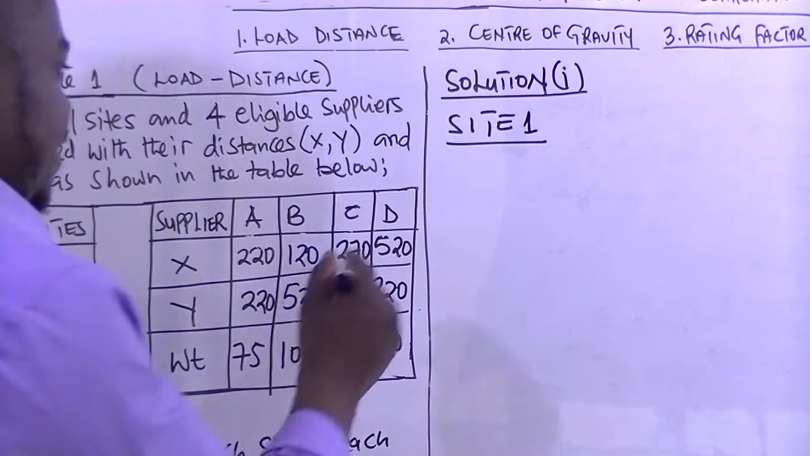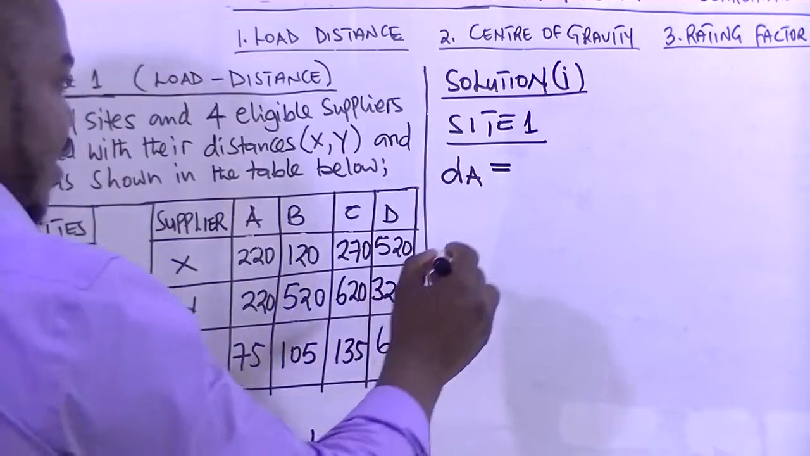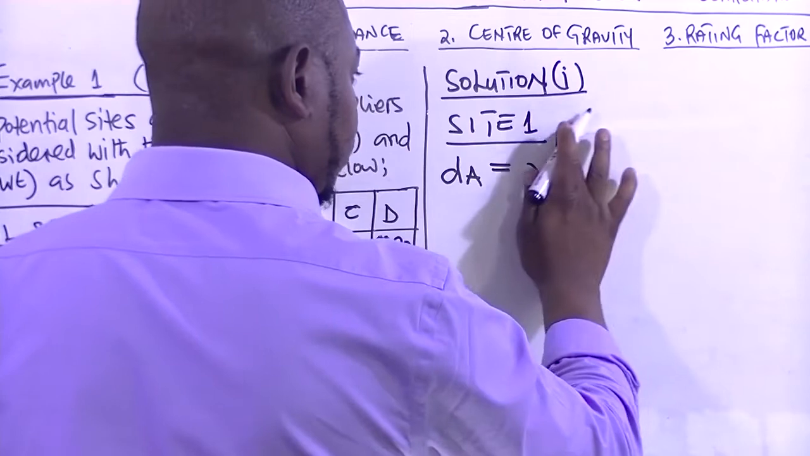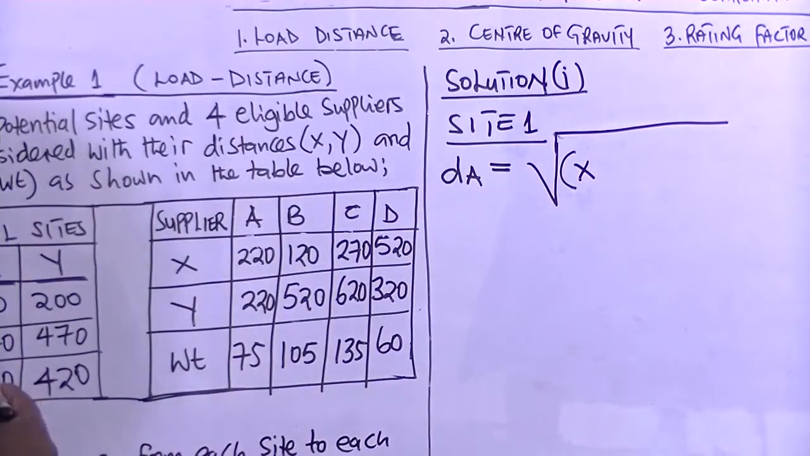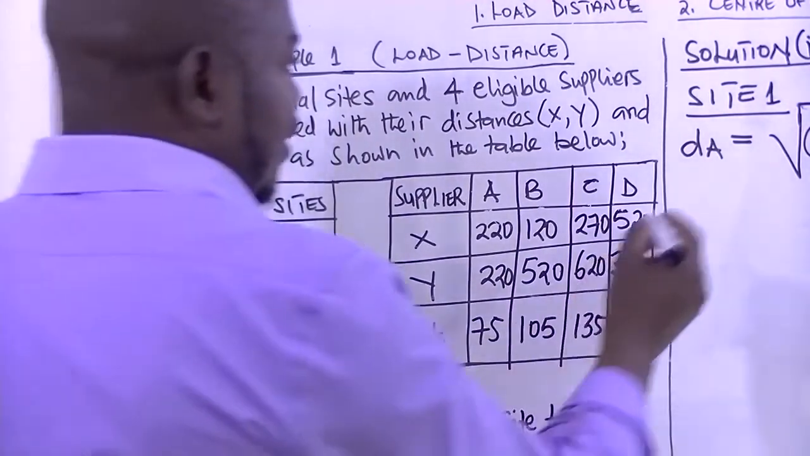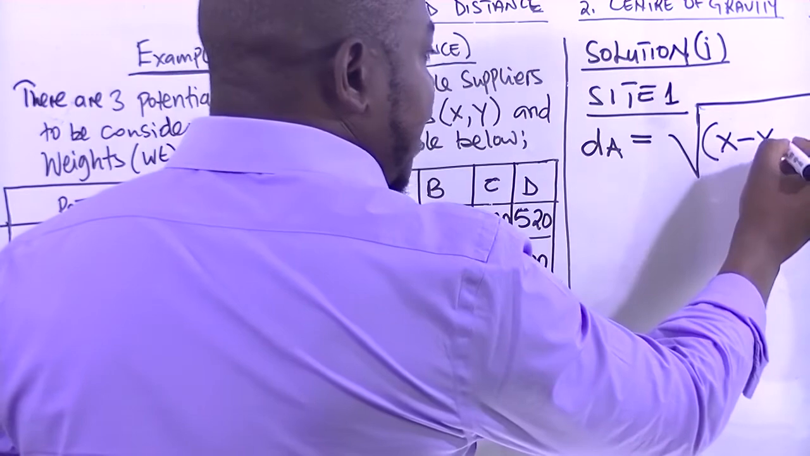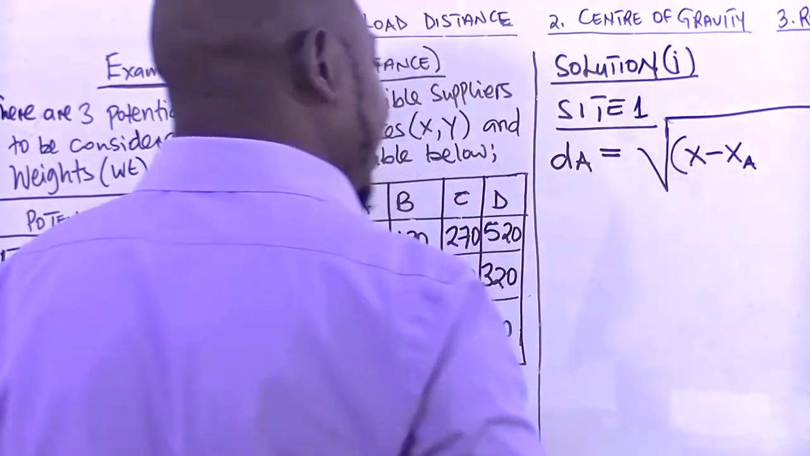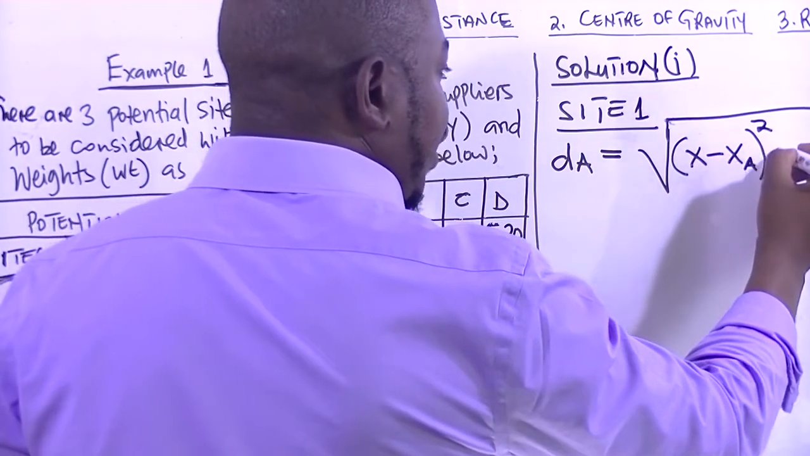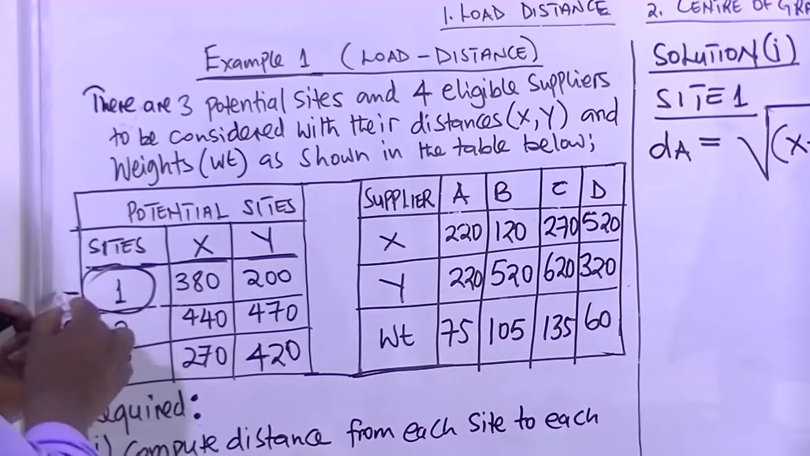So now I'll calculate the distance here in relation to supplier A. And the formula for this is basically square root, open brackets X. The x I'm talking about here is the x of the site, minus the corresponding x of supplier A. I shall be calling this other x as x A, so that we are clear. X A there. And then we'll close and then we'll say square. And then we'll say y. The y I'm talking about is the y with regard to site one.